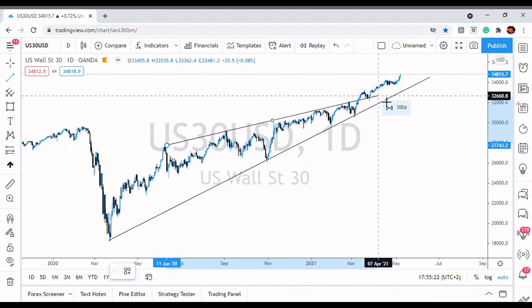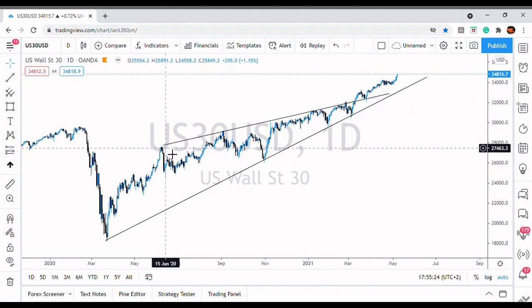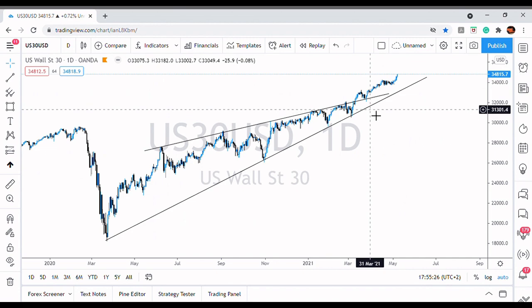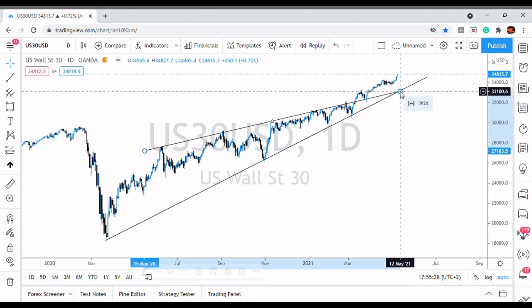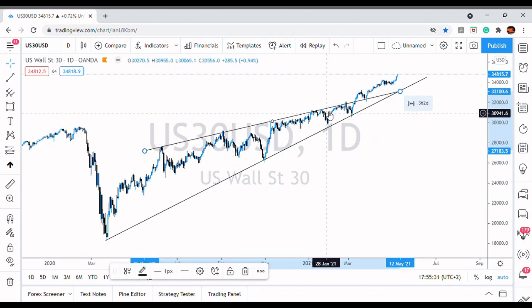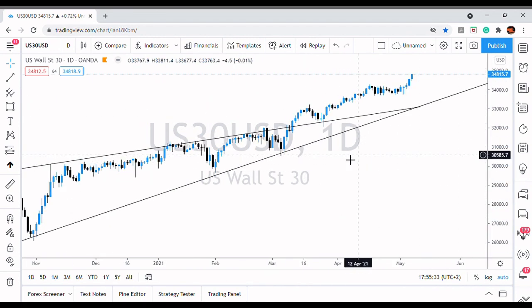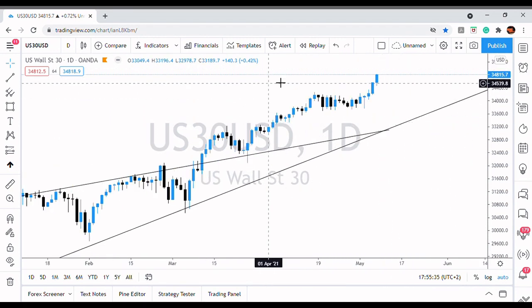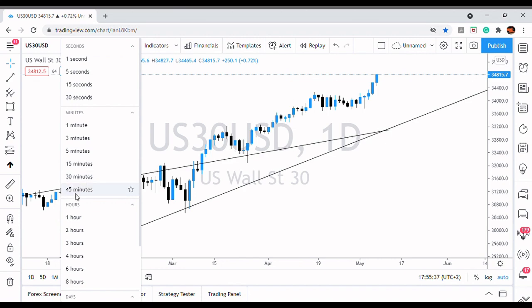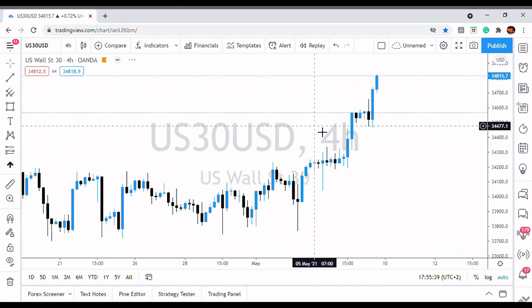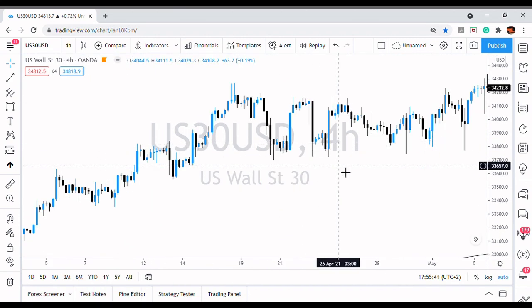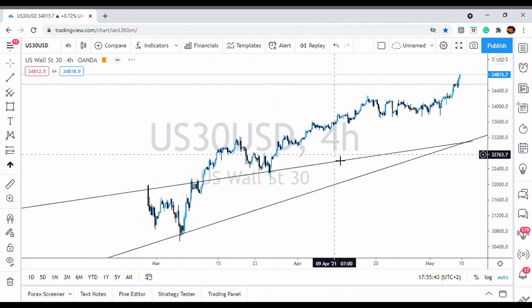Let's draw the resistance. This is the resistance that was just broken recently. Touch, we have a touch, another touch. Then this was a breakout retest, then it pushed to the upside. Let's go to 4 hours just to see the price clearly, because on daily we just see the direction. So this is what we have now.